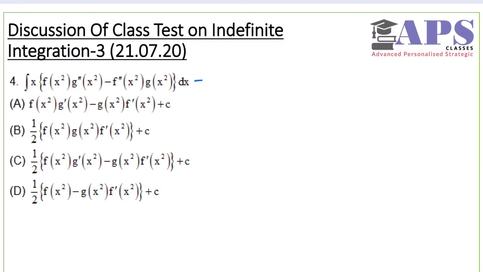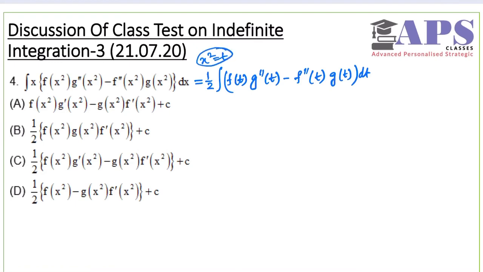In this question, I can first put x square equal to t, and after that substitution it will be 1 by 2 integration f t g double dash t minus f double dash t g t whole dt. So this is our integration in terms of t after substitution of x square equal to t. Now we are going to use integration by parts for this part.